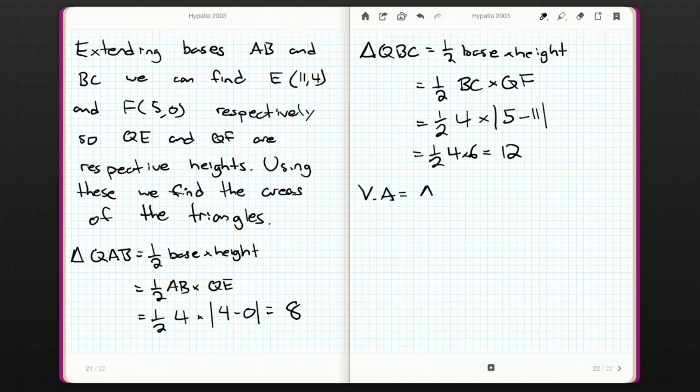Visible area, well, that's QAB plus QBC, and we just showed that those are 8 and 12 respectively, and it's 20. So we've done the work, we explained where we're getting these altitudes from and the coordinates they have, which makes our calculations much simpler, and we've got a value of 20. Okay, and that's B part.